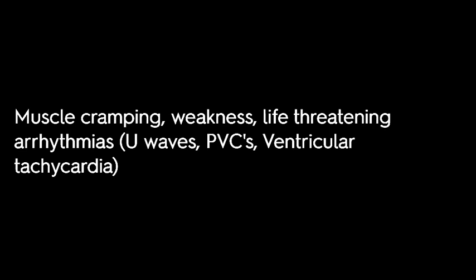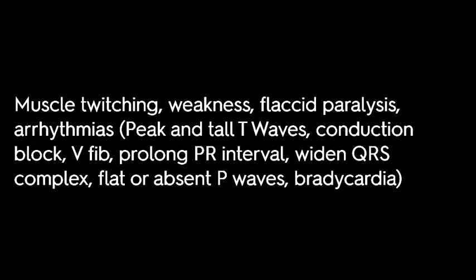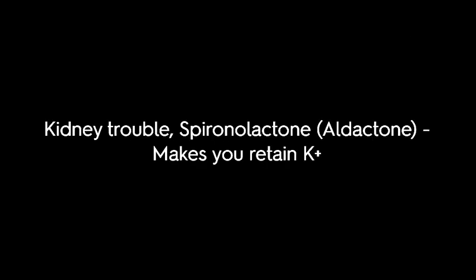Potassium is excreted by the kidneys, normal 3.5-5.0. Signs and symptoms of hypokalemia: muscle cramping, weakness, life-threatening arrhythmias. Signs and symptoms of hyperkalemia: muscle twitching, weakness, flaccid paralysis, arrhythmias. Cause of hyperkalemia: kidney trouble, spironolactone, which makes you retain K+.